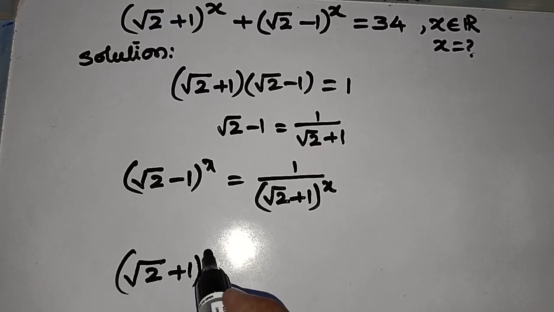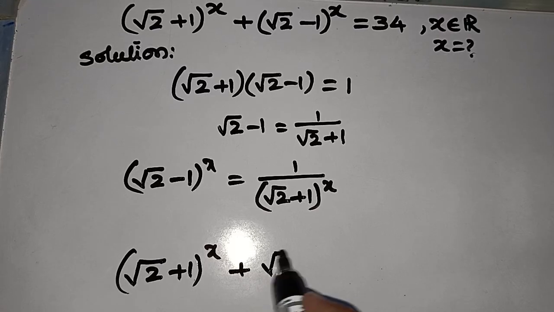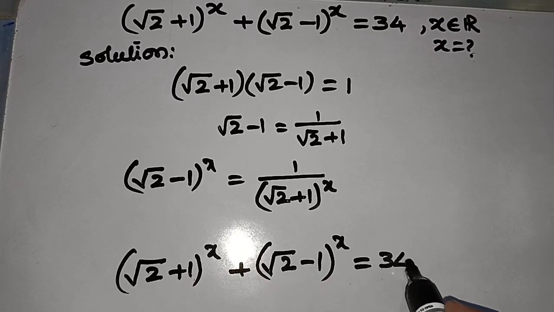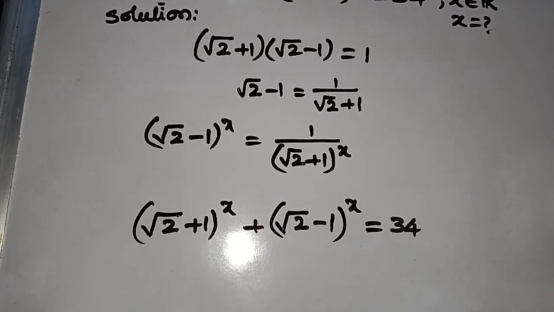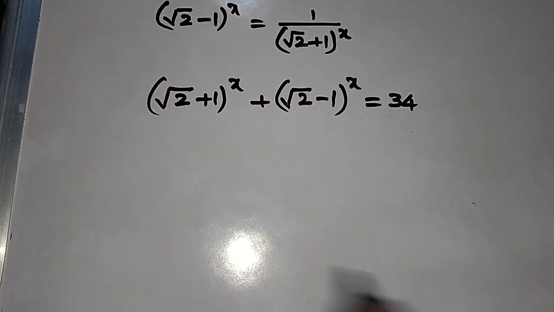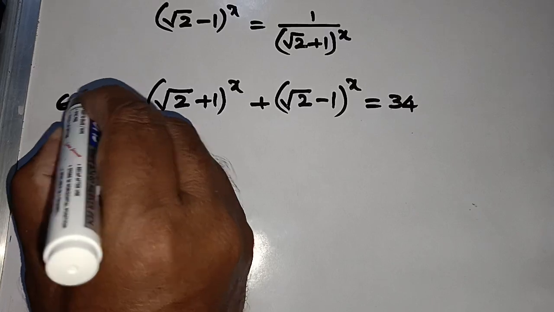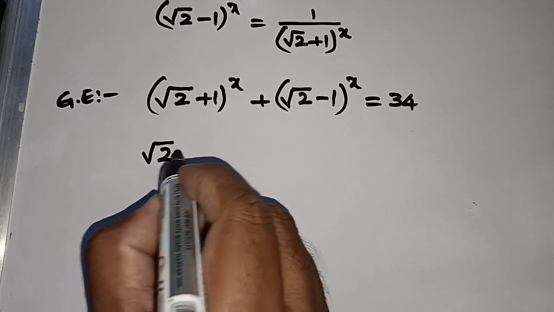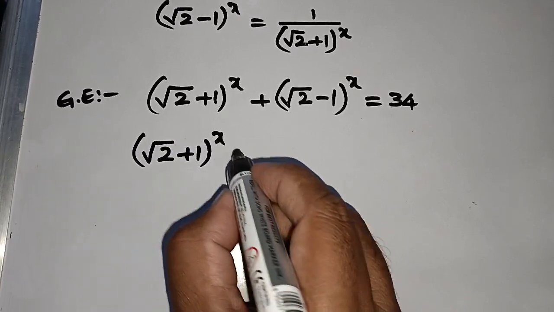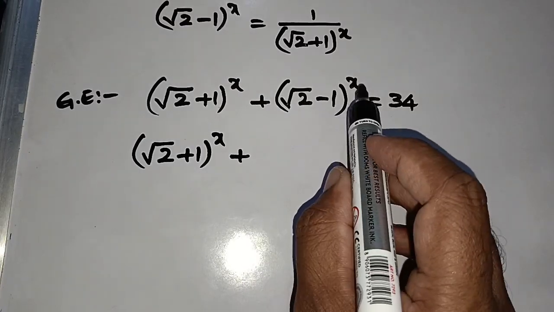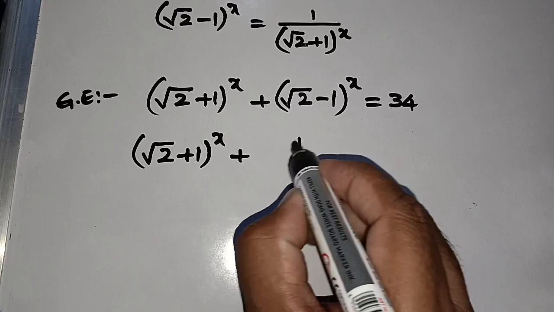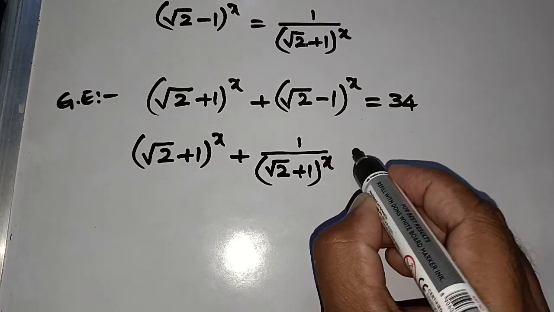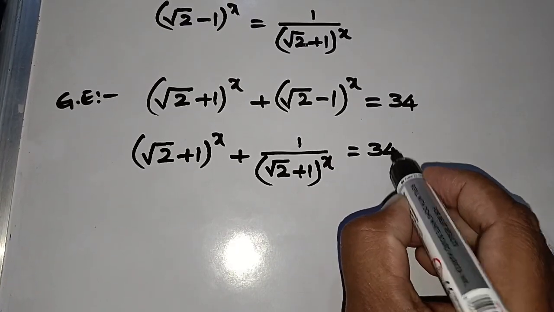So therefore the given equation, now we write (√2 + 1)^x + (√2 − 1)^x is equal to 34. This is the given equation. In this given equation, (√2 + 1)^x I write without any change, plus instead of writing (√2 − 1)^x, here we have 1 by (√2 + 1)^x, that is equal to 34.